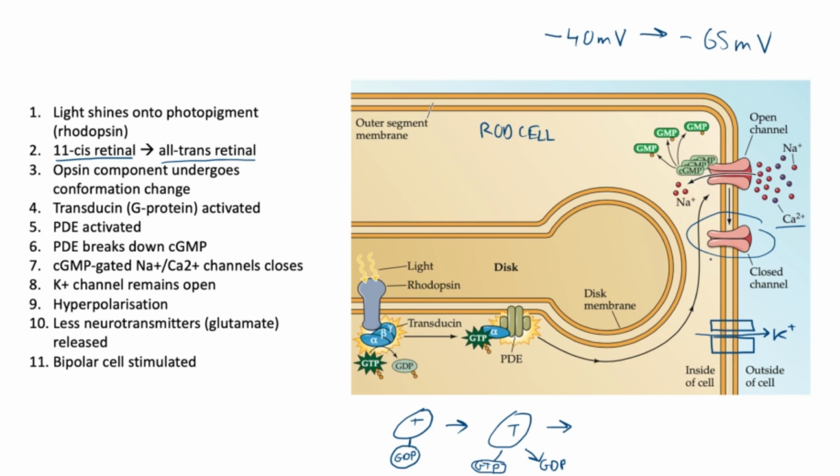The fact that fewer calcium ions are going into the rod cell will cause fewer neurotransmitters at the end of the rod cell to be released. The neurotransmitter is glutamate. So there's less glutamate being released from the rod cell when it becomes hyperpolarized. And the reduced glutamate levels will stimulate the bipolar cells. The photoreceptor cell becomes hyperpolarized and the bipolar cell depolarizes.